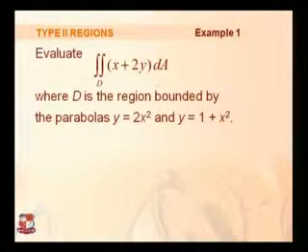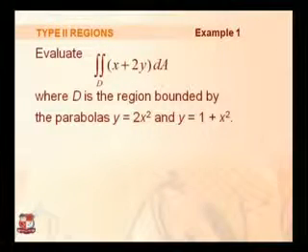Evaluate the double integration of x plus 2y dA, where dA means dx into dy, and D is the region bounded by the parabolas y is equal to 2x square and y is equal to 1 plus x square. This is a simple example of double integration.